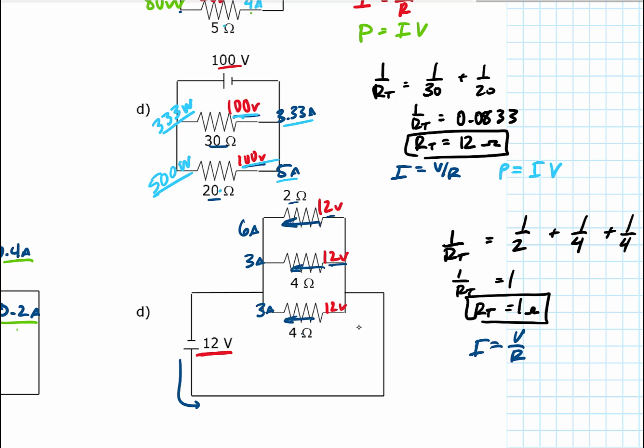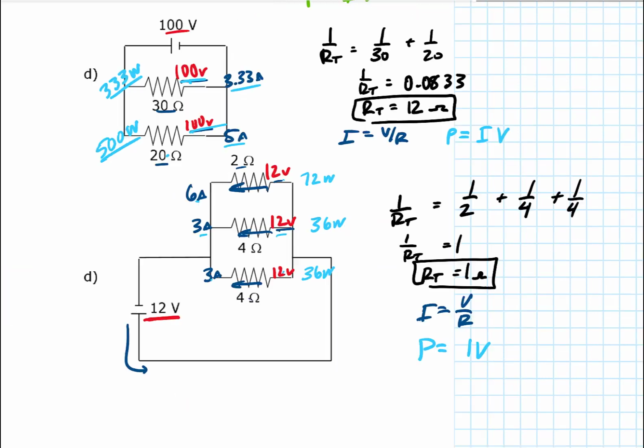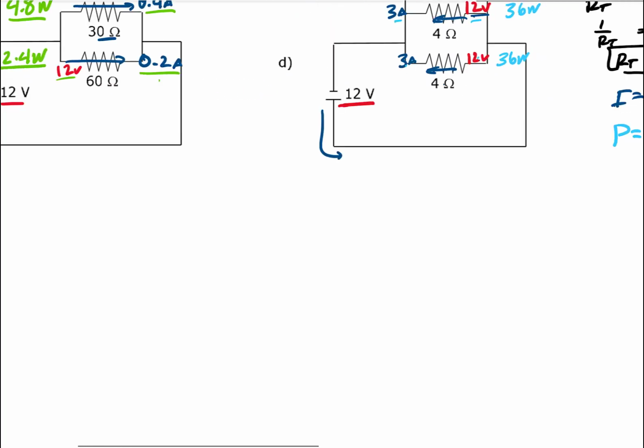Now, if I want to find the power, power is current times voltage. So it's going to be 6 amps times 12 volts, so we have 72 watts up here. And then it's going to be 3 amps times 12 volts, so we have 36 watts up here. 3 amps times 12 volts, 36 watts down here. Those are our parallel circuits. And because why not, there is still some more to go. So let's move on.